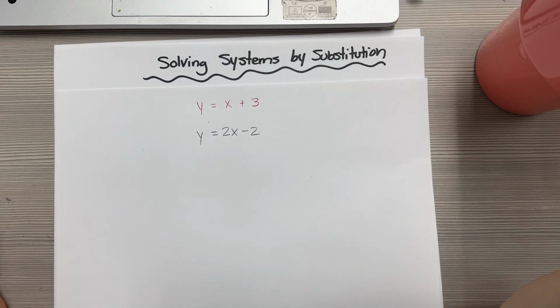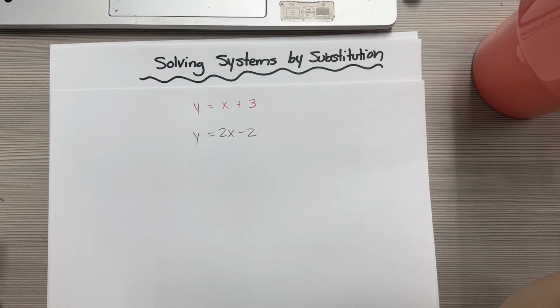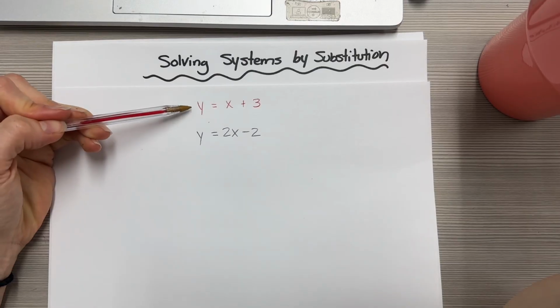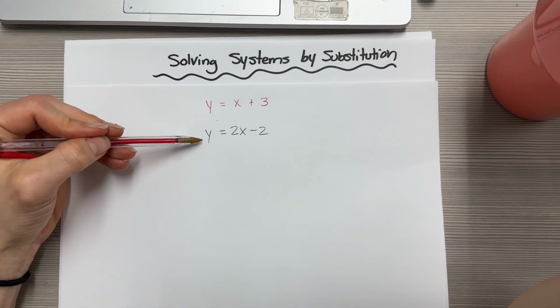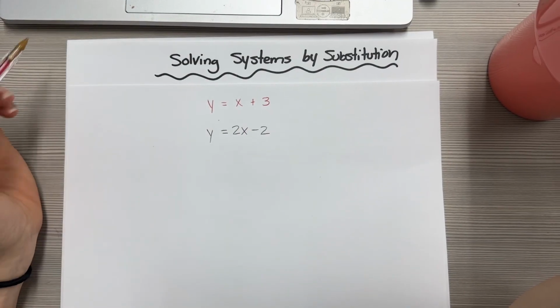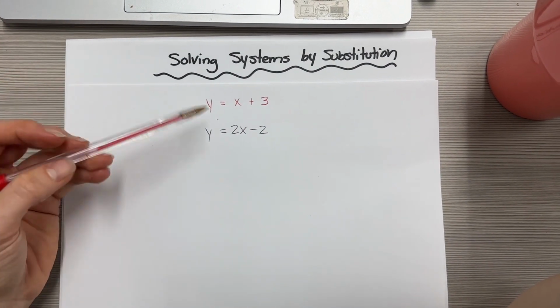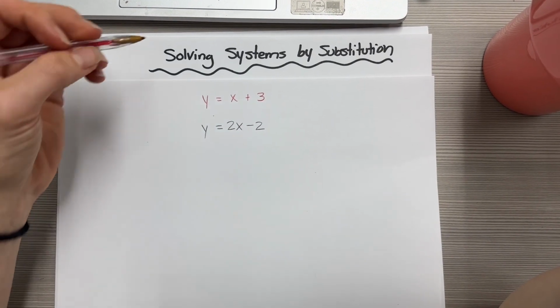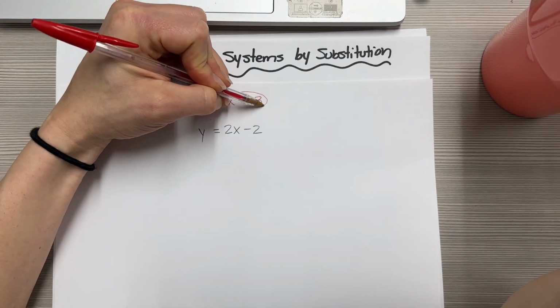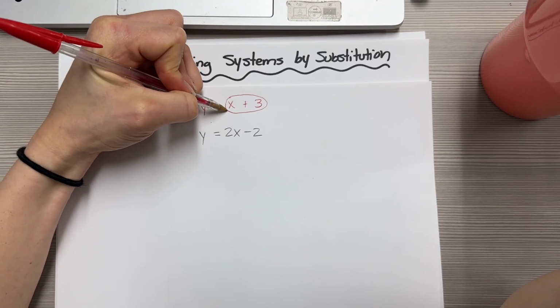Today we're going to be learning how to solve a system by using substitution. So below we have two linear equations, y is equal to x plus 3 and y is equal to 2x minus 2. We can clearly see the value for y in both equations, so I can go ahead and substitute the value for y into the other equation.